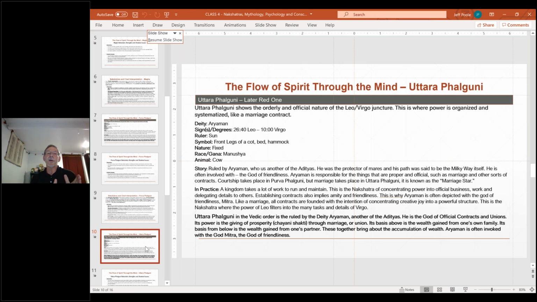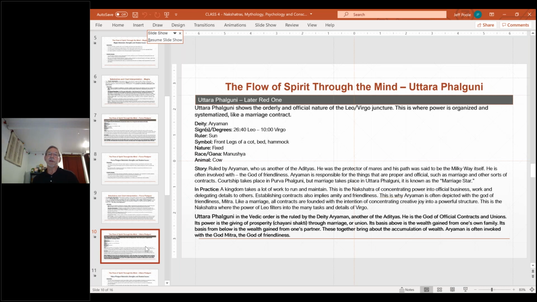And so this is where the orderly, official nature of Leo gets structured into all kinds of forms and contracts, where the power gets organized and systematized, just like in a marriage contract. You date somebody for a while, you decide you love everything about them, you get the marriage contract, you sign that, and then you marry them, you make that commitment to them. So this is related to this deity Aryaman.